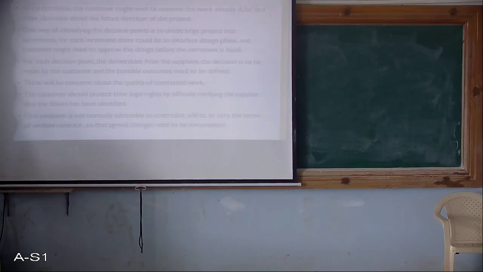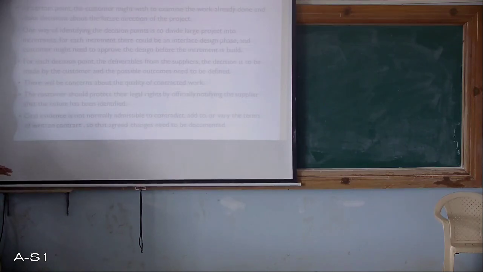Then next comes: oral evidence is not normally admissible to contradict, add to, or vary the terms of a written contract, so the agreed changes need to be documented. This is also an important point in case of your contract management.